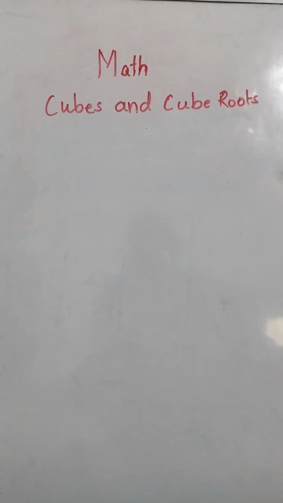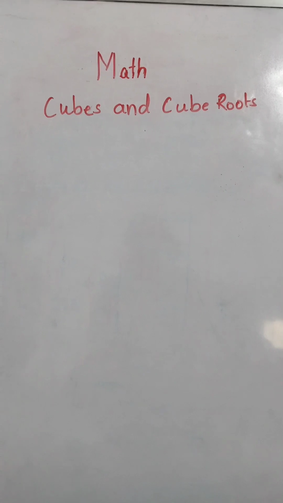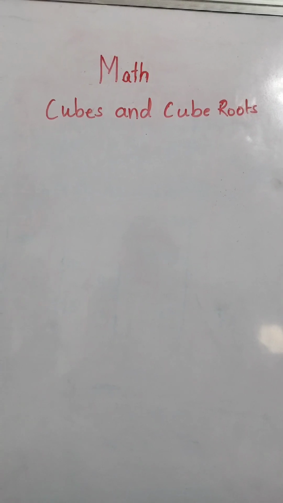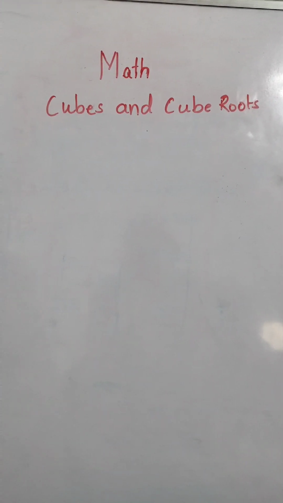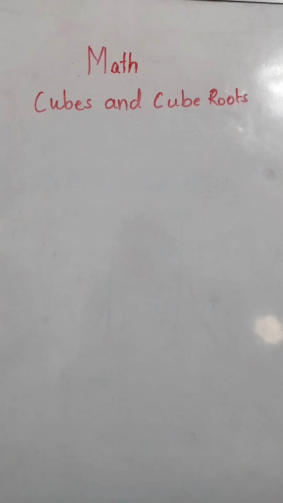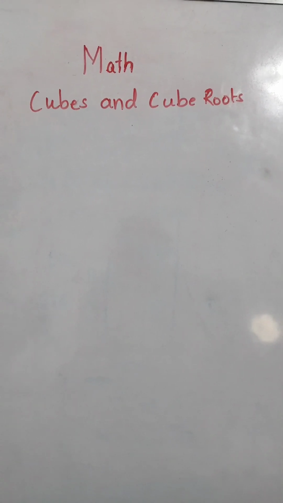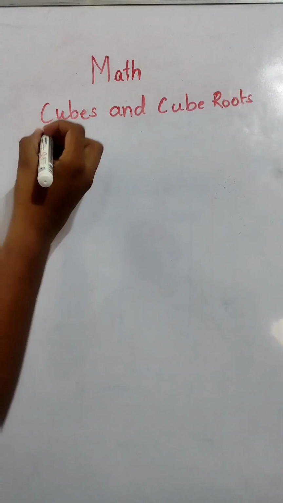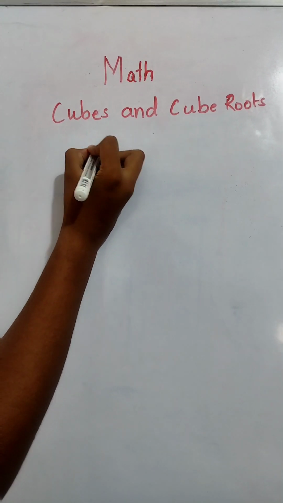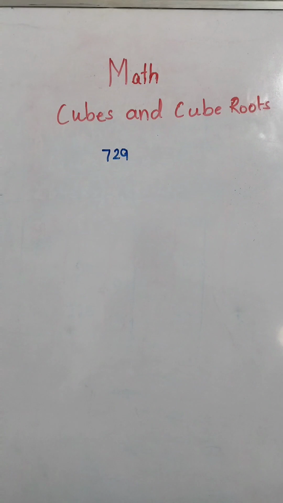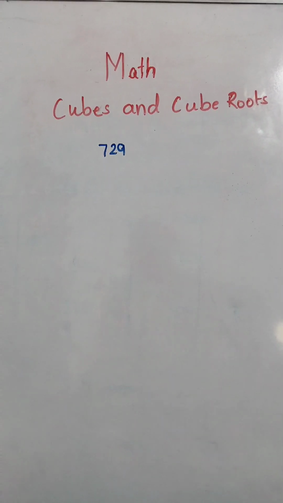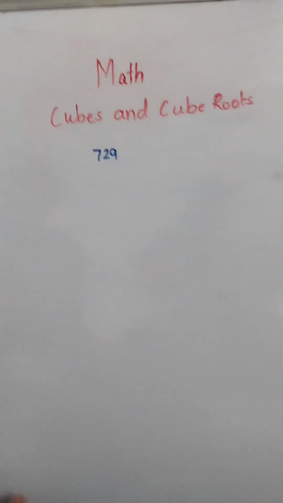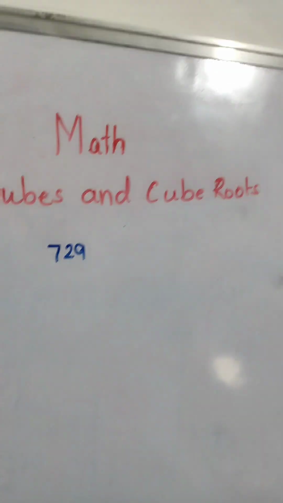Okay, so now let's see what methods we can use to check if a number is a cube number or not. Let's take the example of, just to write a random cube number, 729. Just before I tell you what cube root of this number is, let's see what its ones place digit could be.